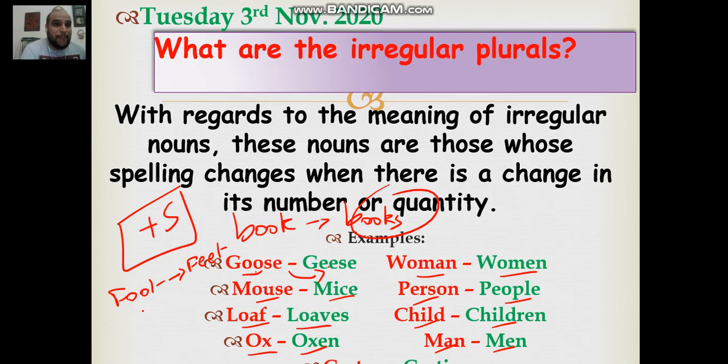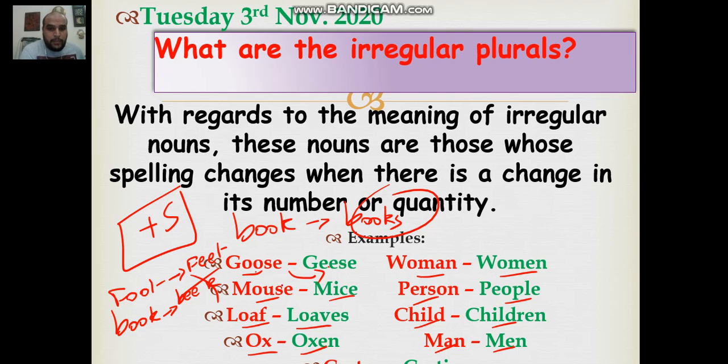So it's a pattern, it's a rule. Come on, do you say book, beak? No, it's not a rule. The irregular plurals are called irregular for that. They do not follow a pattern. You see, they do not follow a rule.